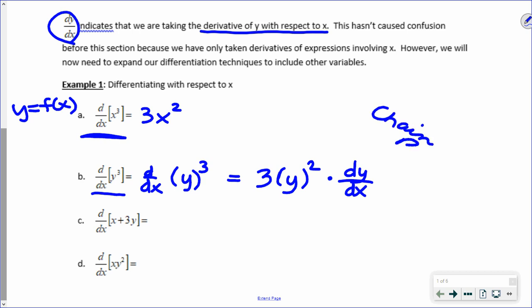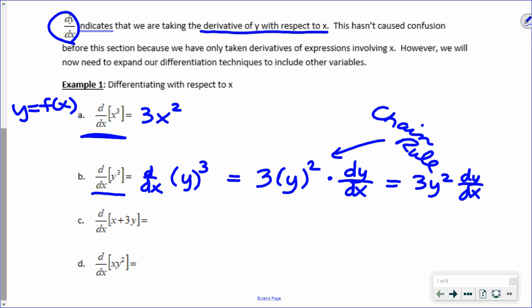Okay. Now, you don't have to keep the parentheses around y. I just wanted to put the parentheses there to help you see chain rule and the outside and inside functions. But honestly, this would end up just equaling 3y squared times dy over dx. Like, that's how we would write it eventually, okay?